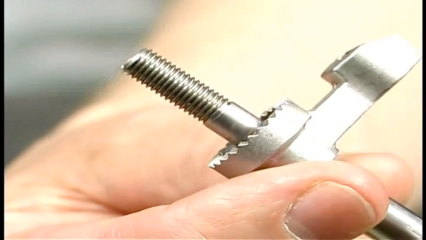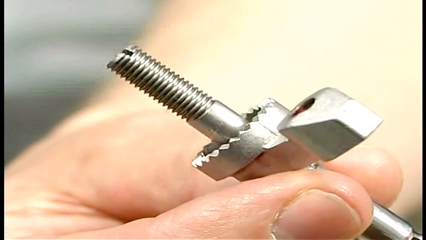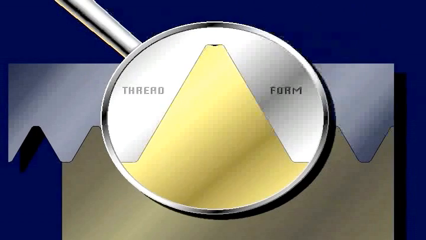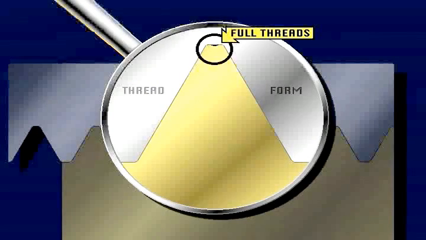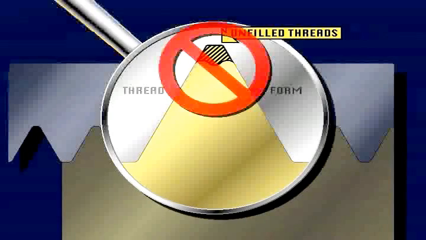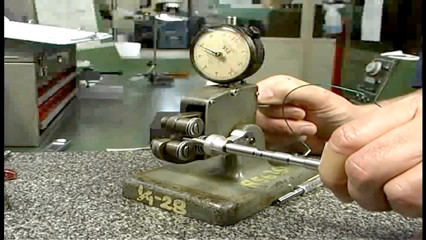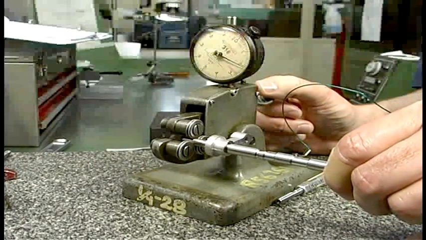After checking threads for dimensional accuracy, visually inspect them. Look closely at the thread crests. Threads with correctly formed crests are called full threads. Threads with flat crests like these are called unfilled threads. Unfilled threads are usually not acceptable. Make sure the thread meets both dimensional as well as finish requirements.